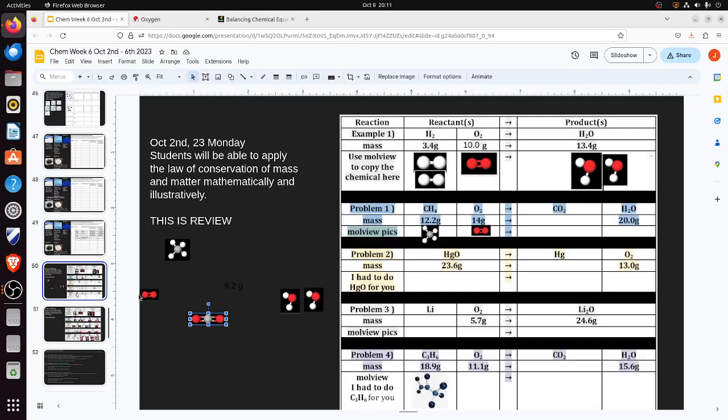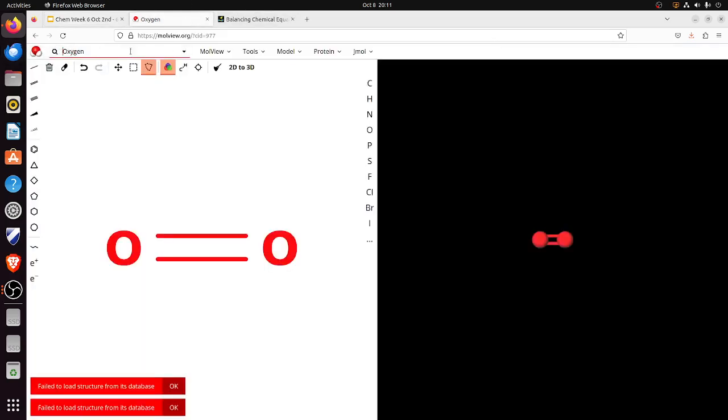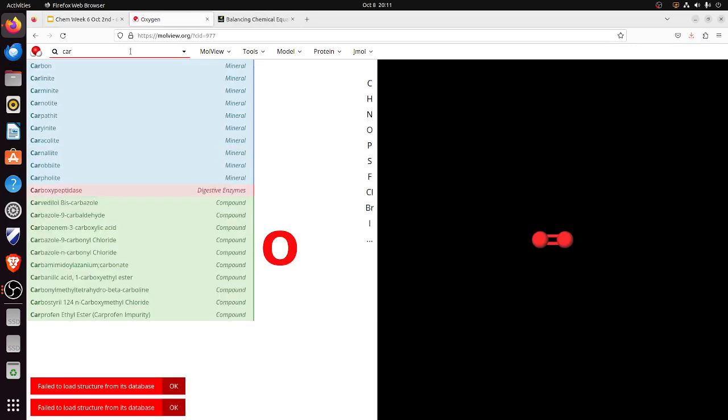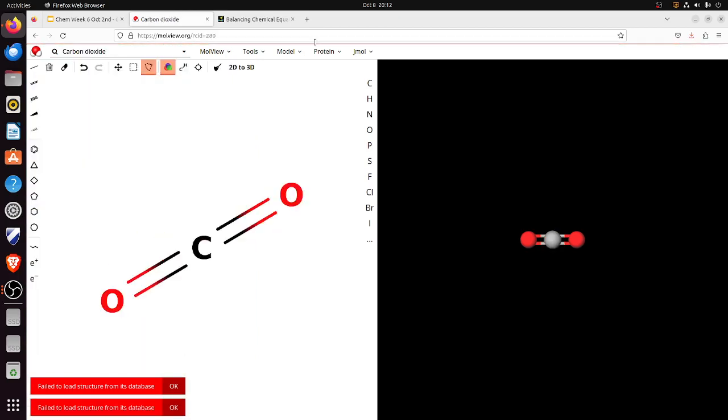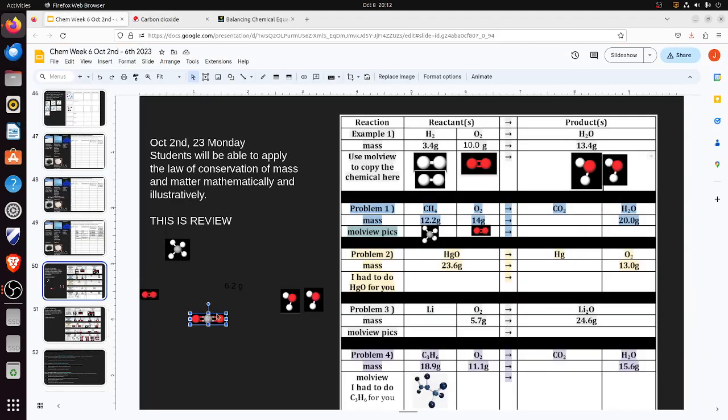I've already copied those here, and carbon dioxide, again, carbon dioxide. Don't click the thing below it, just press enter when you're done typing it, and it usually gives you the structure you want. And here's carbon dioxide. I'm going to go ahead and bring that guy over here. And then we need another water. So here's our water. I'm just going to drag it.